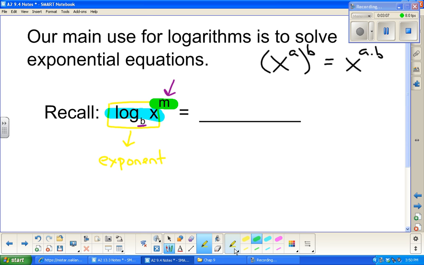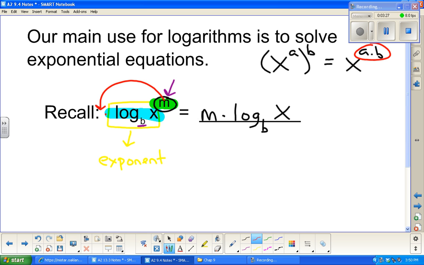So what we can do in this case is take this m and multiply it by the logarithm they gave us, log base b of x. It's almost like the m can be brought out front and multiplied by the log, because that's what we did up here. It was power to a power, and we multiplied the exponents. This was an exponent clearly from the beginning, and the whole log itself is another exponent by definition. So if you see a log to a power, you can do a little multiplication. Let's take a look at that in action.